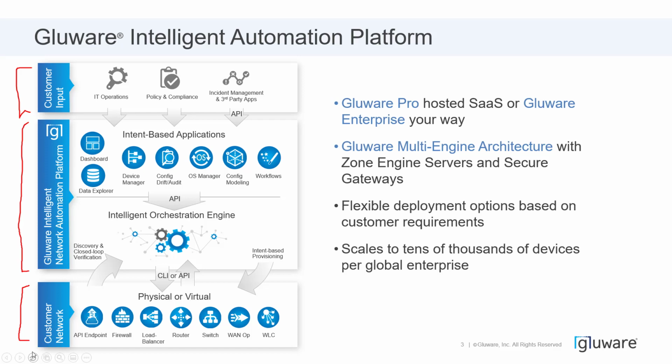Those virtual machines become your primary orchestration server, your backup orchestration server, as well as leverage our multi-engine architecture that enables you to deploy zone engine servers out closer to groups of nodes for distributed performance. So those zone engines are how we scale, and we will talk about that a little bit going forward as well. So Gluware is very flexible in how we're deployed and is scalable to tens of thousands of devices. We have not actually hit an upper limit on scale at this point, and we continue to expand and deliver on networks in the tens of thousands of counts.